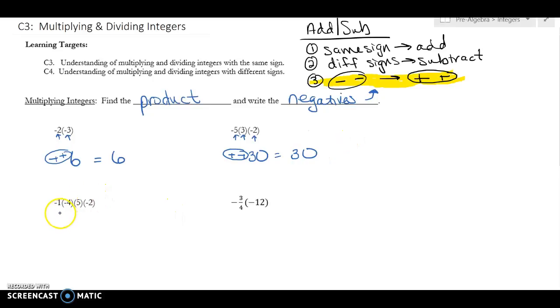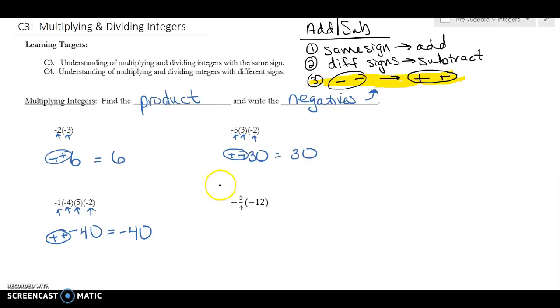Same thing here. 1 times 4 is 4. Times 5 is 20. Times 2 is 40. And I see 1, 2, 3 negatives. So I write them. But now I can circle whenever I have 2. So I circle 2. So I have 1 left over, so it's negative 40.